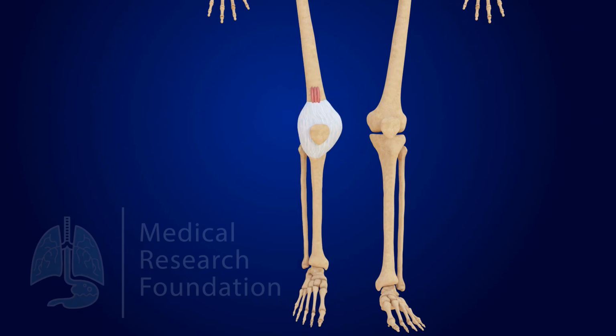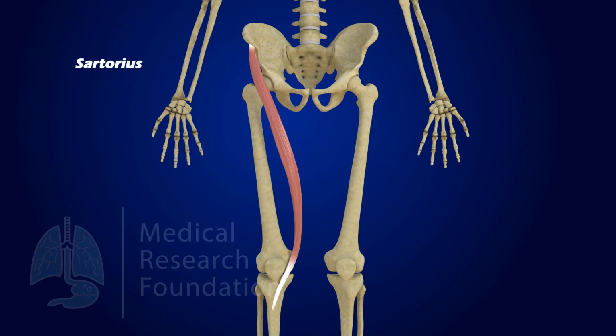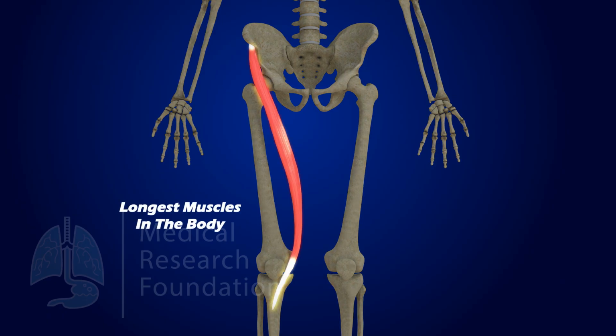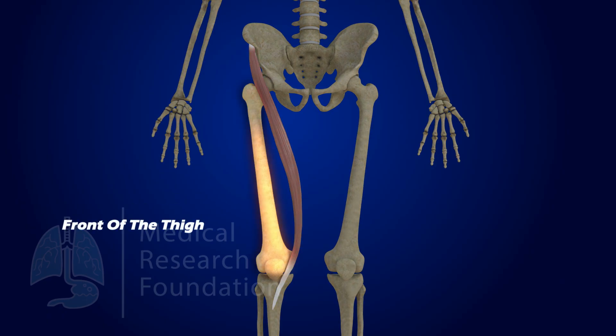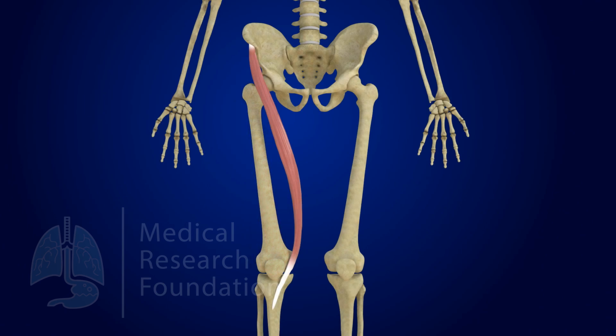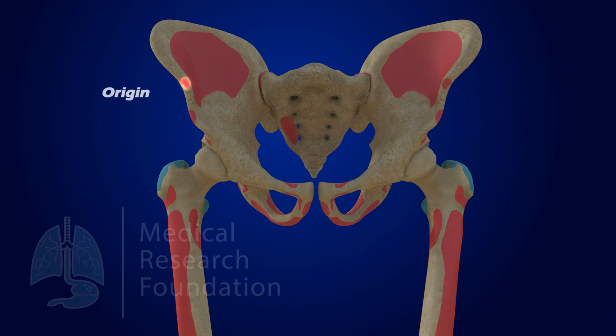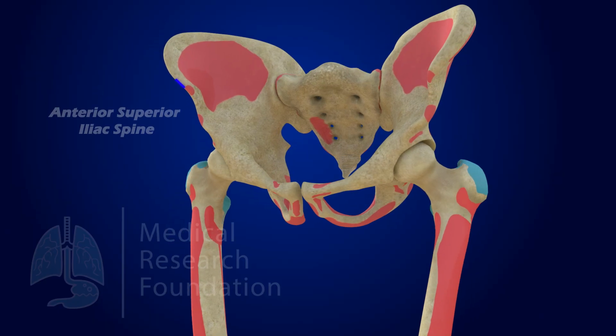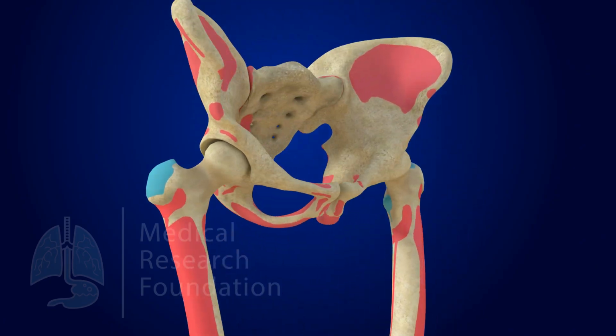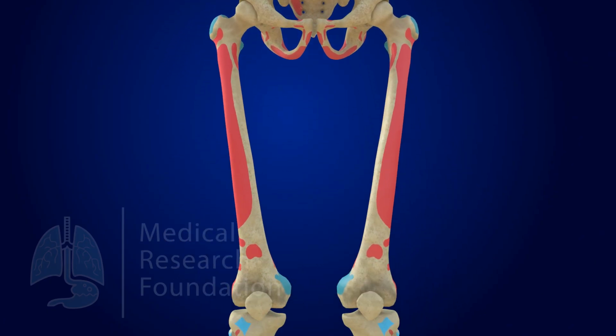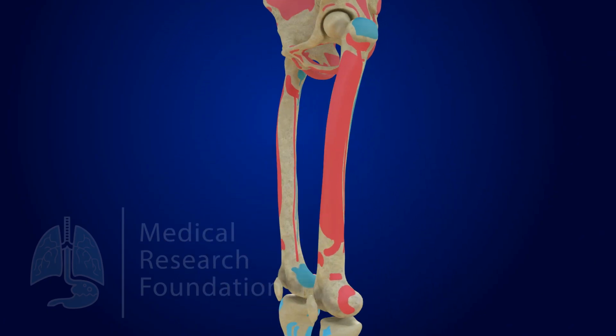Articularis genus. Sartorius. It is the longest muscle in the body, which crosses the front of the thigh obliquely from the lateral to the medial side. Origin. It arises from the anterior superior iliac spine and upper half of the notch immediately below it.